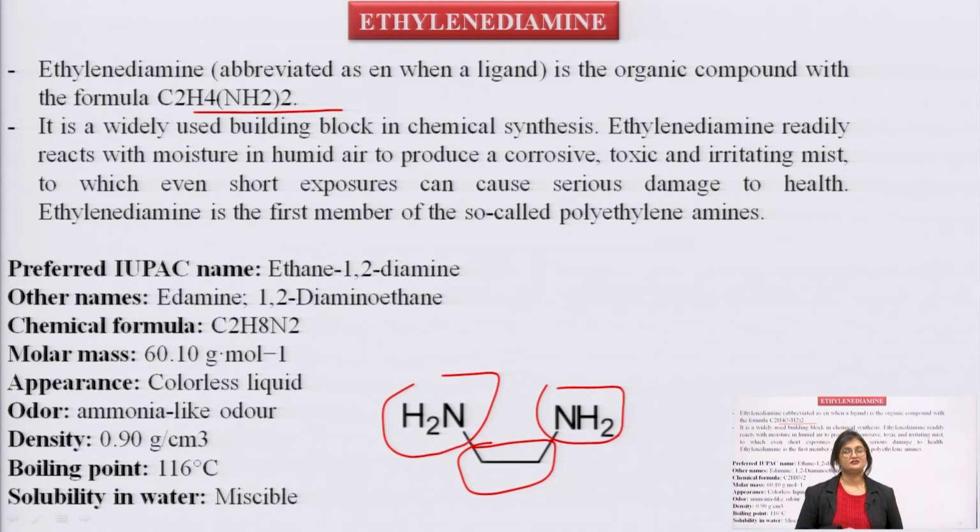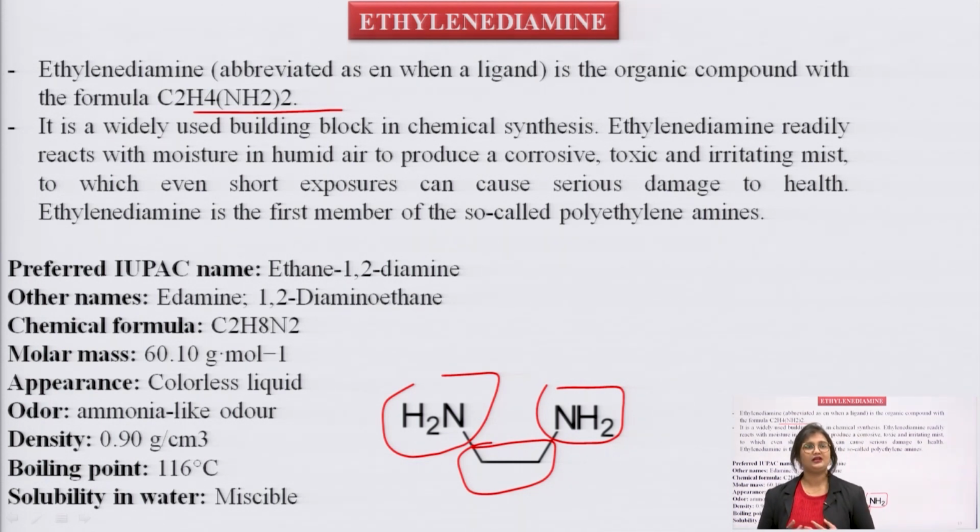Ethylene diamine is the first member of the so-called polyethylenamines. The IUPAC name of ethylene diamine is ethane-1,2-diamine. It is also known as edamine, 1,2-diaminoethane. Ethylene diamine has a chemical formula of C2H8N2. It has a molar mass of 60.10 gram per mole.